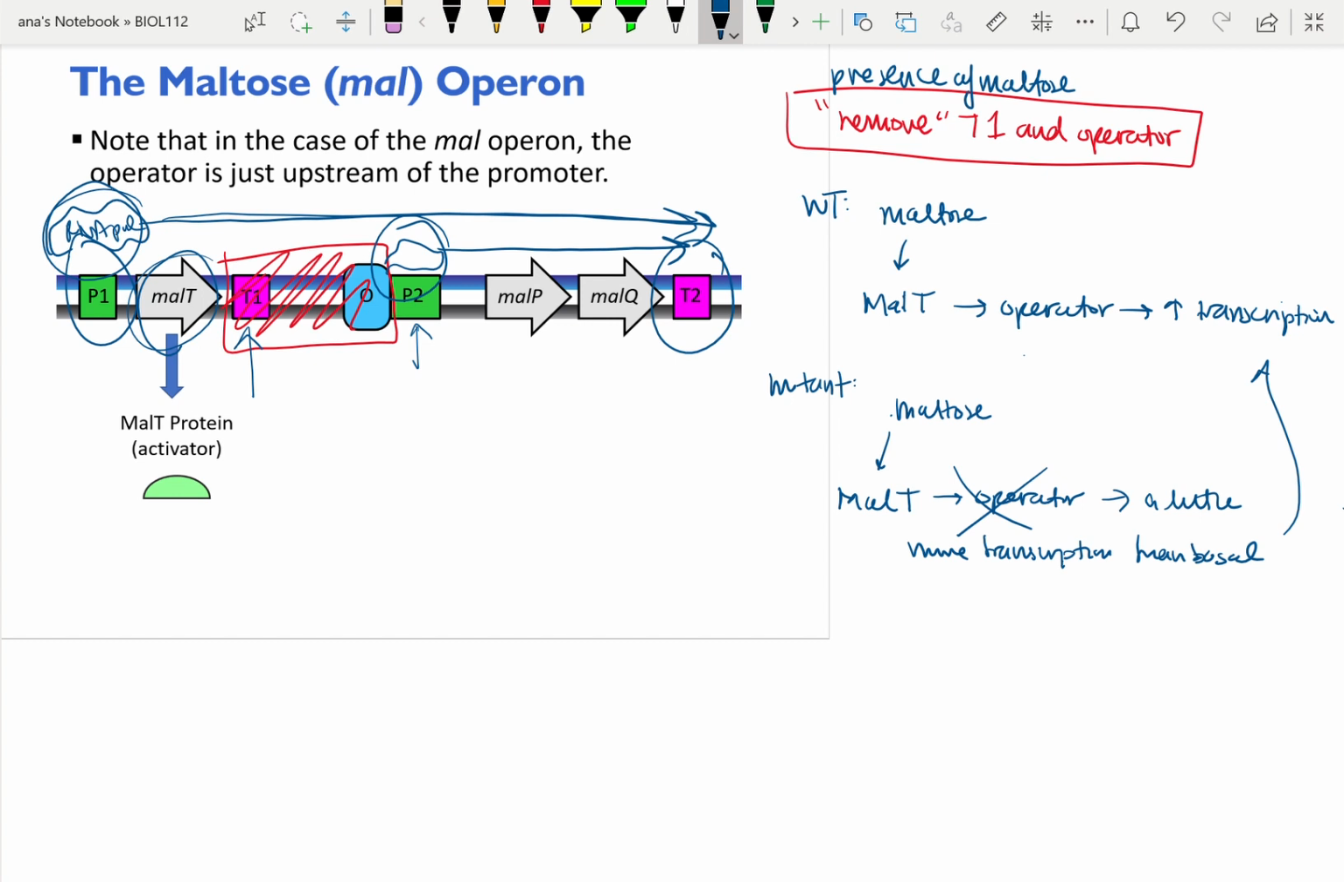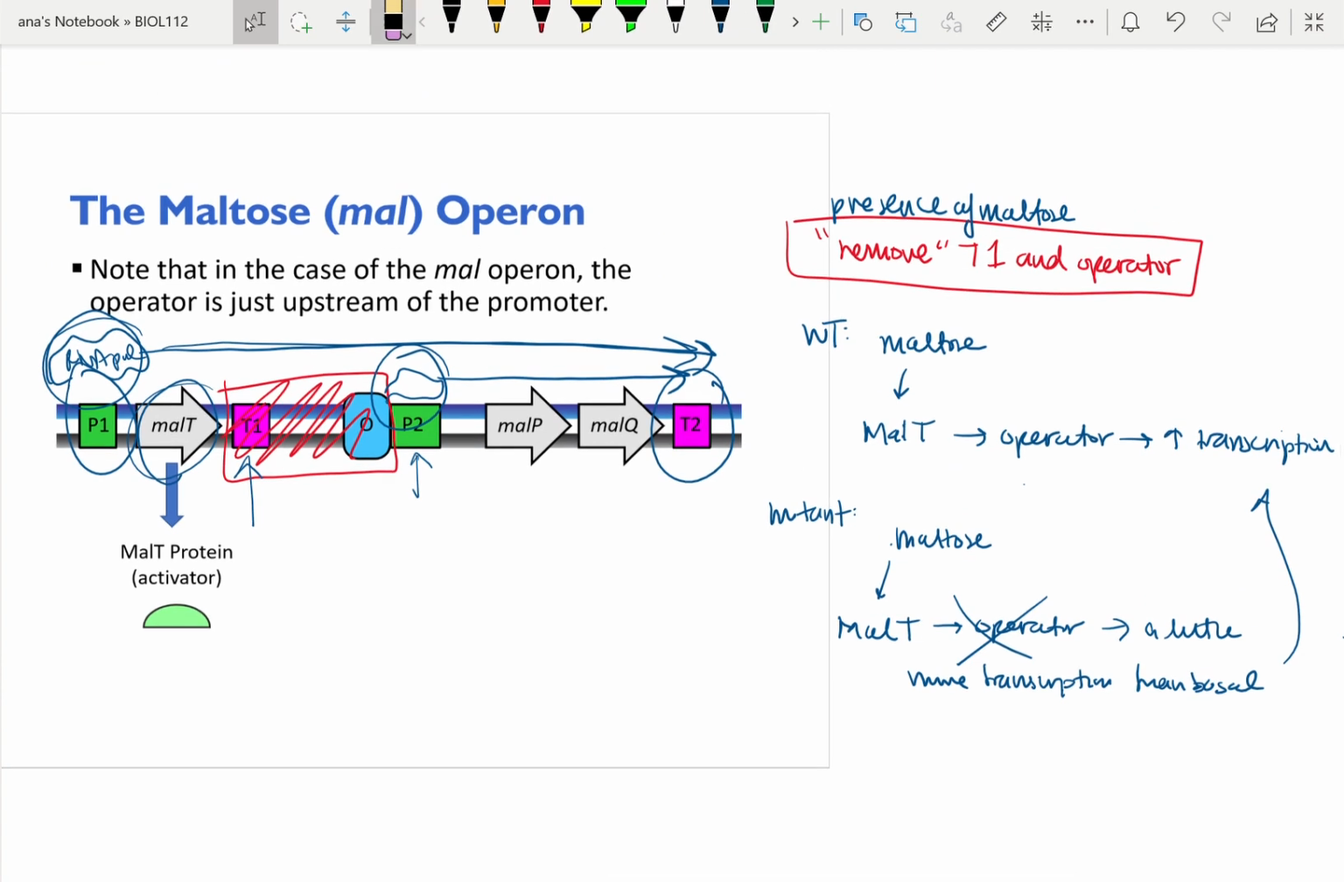is active and it binds to the operator, it enhances the strength of P2 so much that it's such a strong promoter now that RNA polymerase is binding so frequently. So even though we have this second pathway from P1 to T2, so we're transcribing MALP and MALQ more, it's still not as much. So we would say that we have less transcription of MALP and MALQ in the mutant as compared to the wild type. Okay, so hopefully that was clear.